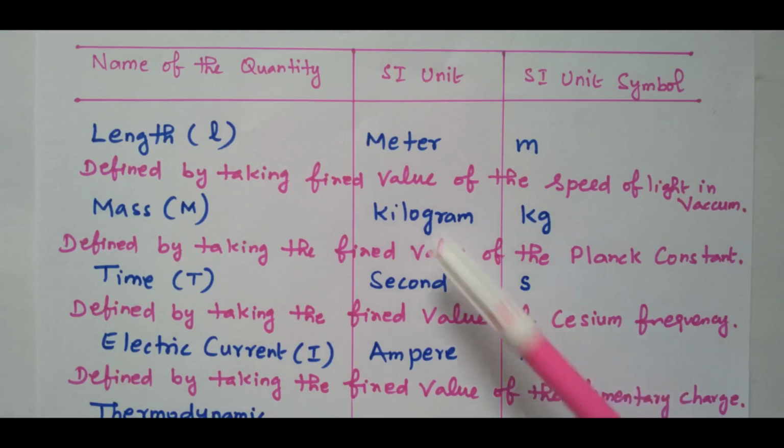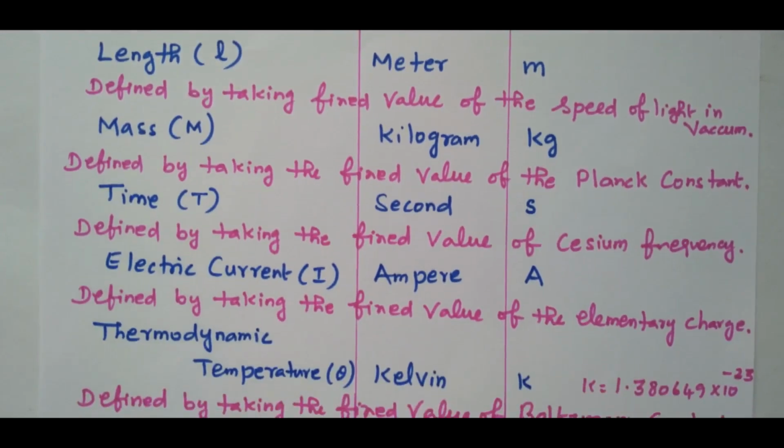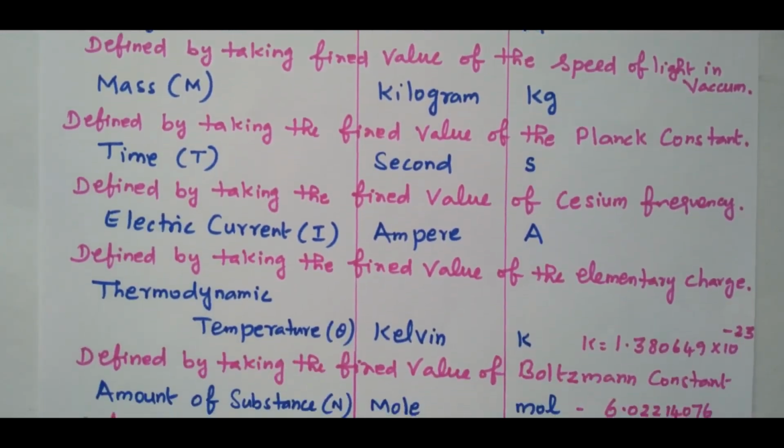Right? So these are all the 3 standards. How they are defined is also available. Speed of light, Planck constant, cesium frequency. From this we are able to know what is 1 meter, what is 1 kilogram, what is 1 second. We are able to easily identify. Universally we are following the same unit for these quantities. We'll go for some more SI units.